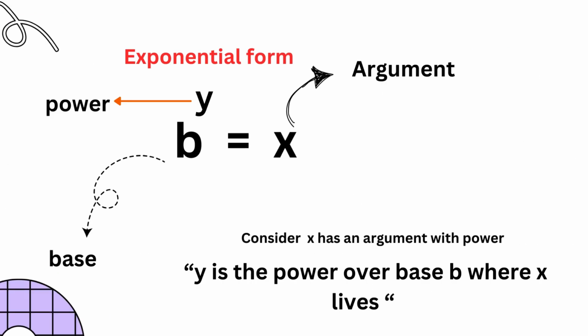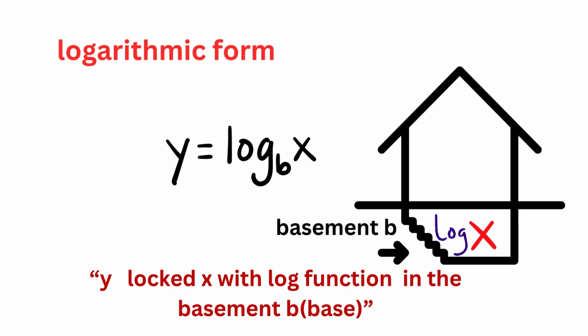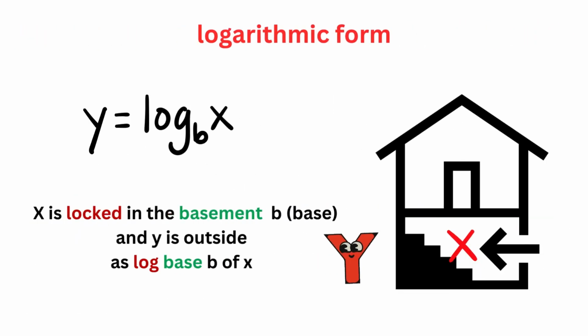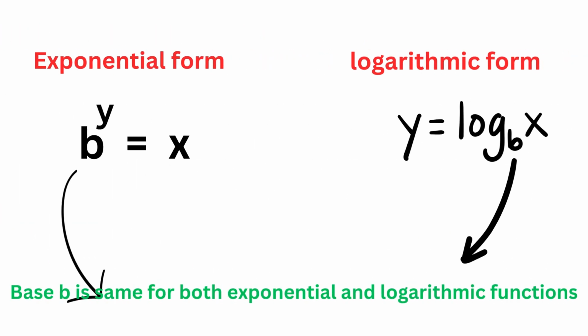Let's imagine a story to remember exponential and log form. Consider x as an argument with power y, as it has power over its base b. It locked x in the basement b. For exponential form, remember the phrase: y is the power over base b, where x is outside. To remember the log function: y locked x in the basement b, as y equals log base b of x. Base b is the same for both exponential and logarithmic functions.